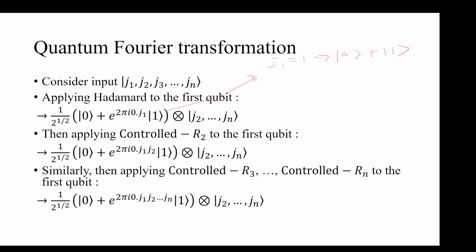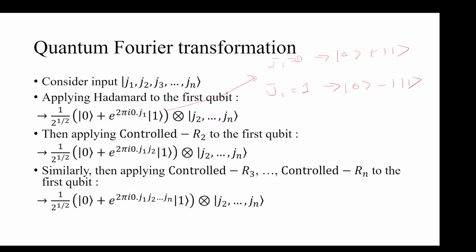1 by square root 2, 0 plus 1, and skipping the 1 by square root 2. And if J1 is 0, then, excuse me, I got it wrong. Okay, so remember, if J1 is 0, then heading on the 0 state you have the plus state, which is 0 plus 1. And if J1 equal to 1, then you get a state that's 0 minus 1.